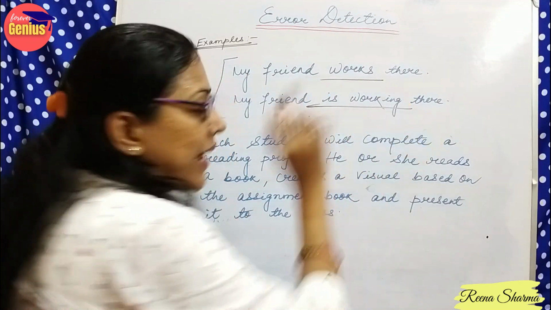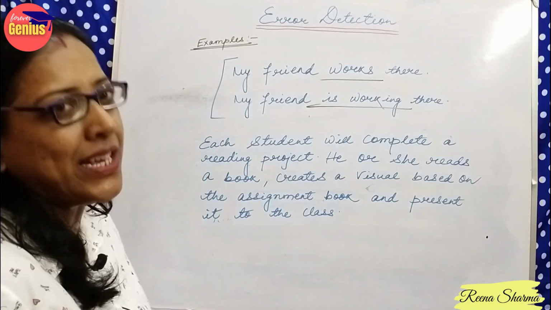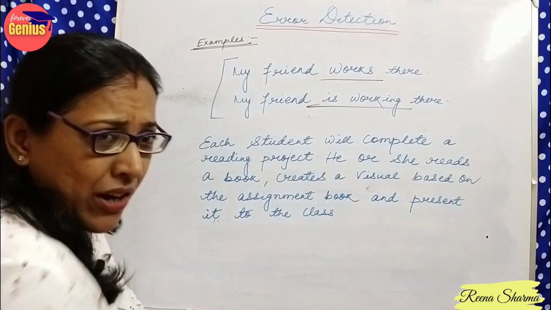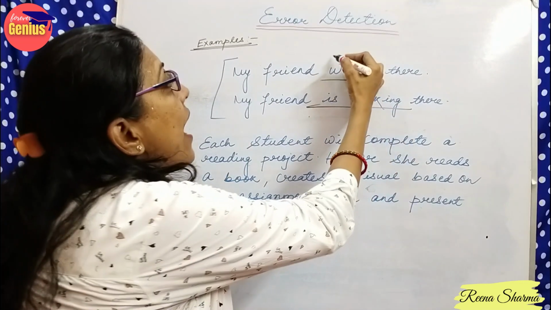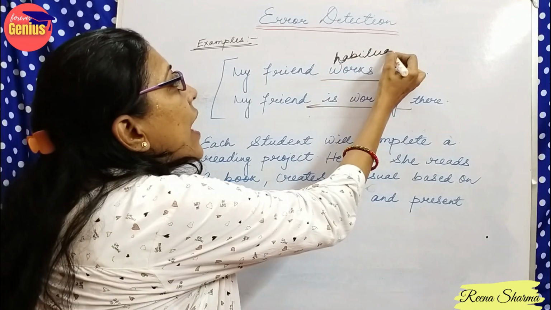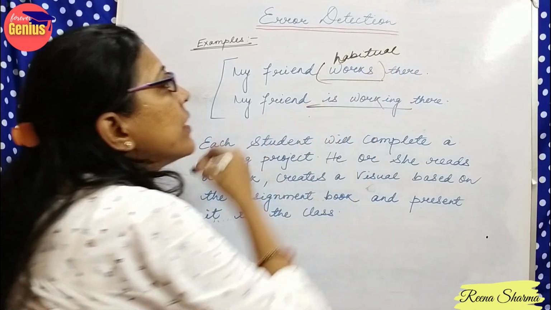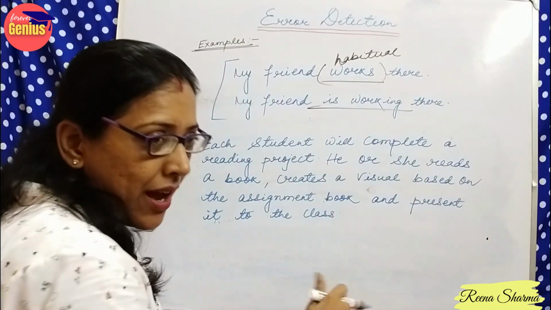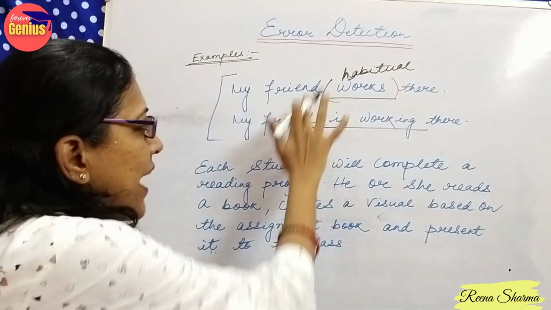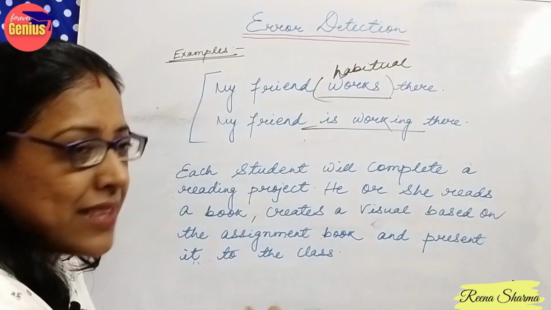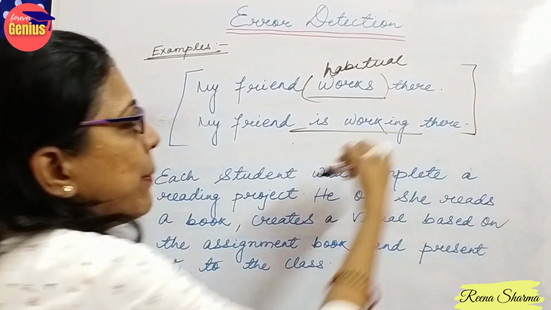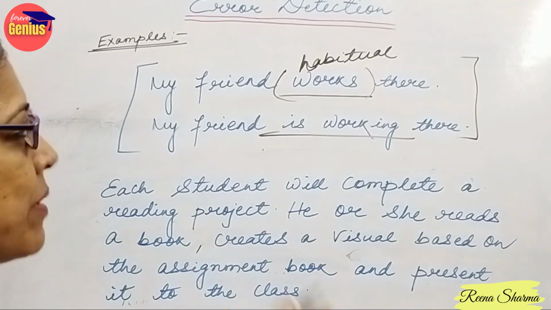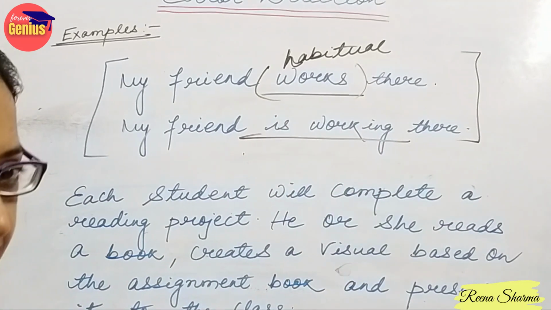And my friend is working means right now he is working there. Tomorrow he may not work. After an hour he may not work. If it is a habitual practice, I will use the simple present form here. But if he is doing it now, after some time he may not do. So we can identify the sentence in this form only if it is habitual, or he is doing it right now. After some time he may not do. Then we can write it like this.